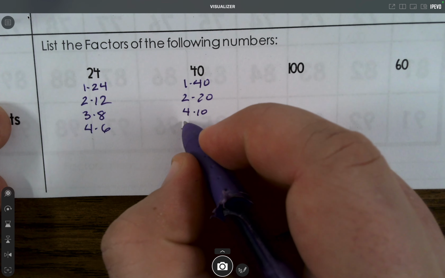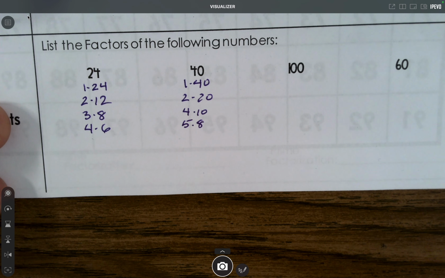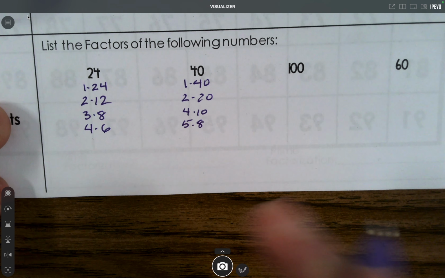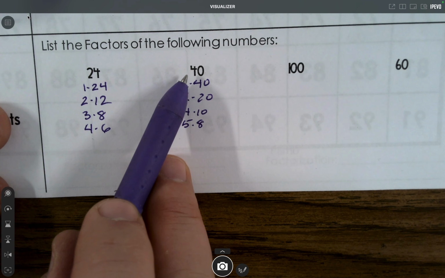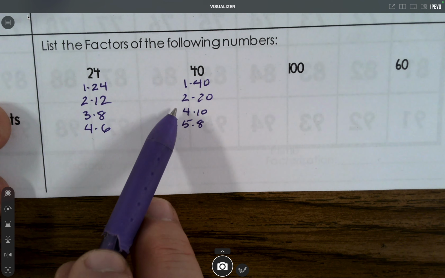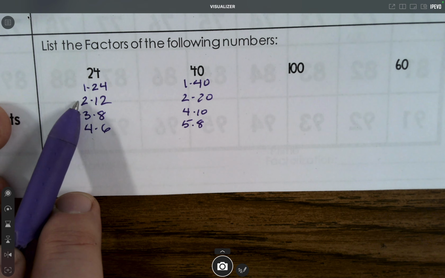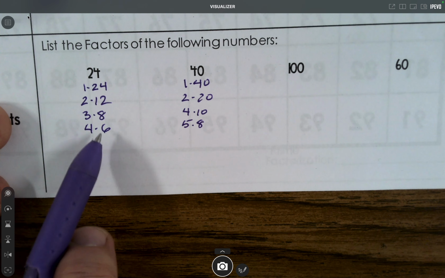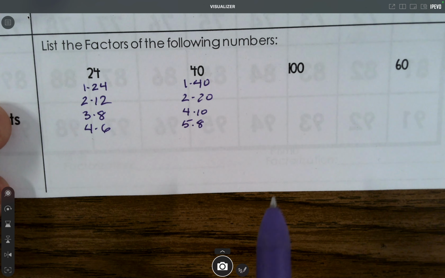5 also goes into 40. 5 times 8. Okay, 6 will not work. One trick for 6: if both 2 and 3 go into a number, then so will 6. Since 2 times 3 is 6, 2 and 3 have to both go in there. So that's why 6 won't go into 40, but it will go into 24. 2 and 3 both go in 24, so that means 6 has to as well. 7 doesn't go in for 40. 8 does, but we've already done 8, so we're covered.